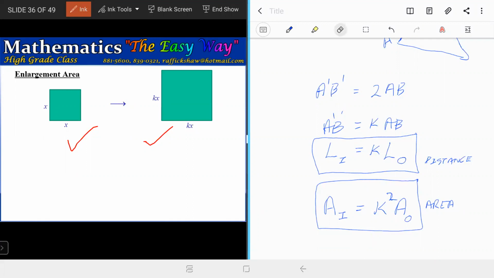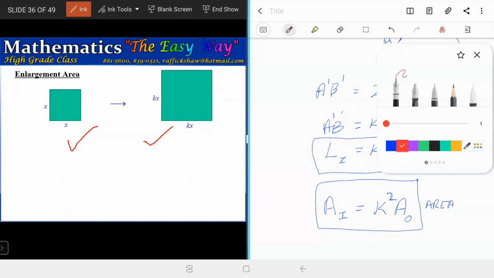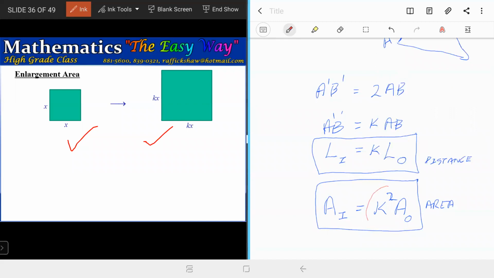The area of an image is always the scale factor squared. Note, the scale factor squared times the area of the object. When it comes to length, the length of an image is just the scale factor times the length of the object, which we realized already. But for area, it is a square relationship. So what I have on the left side now is just a little proof of it.